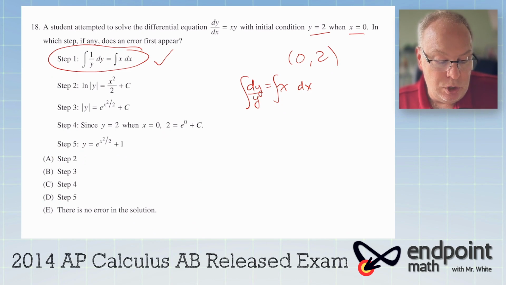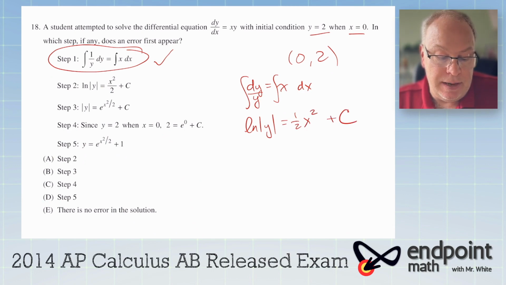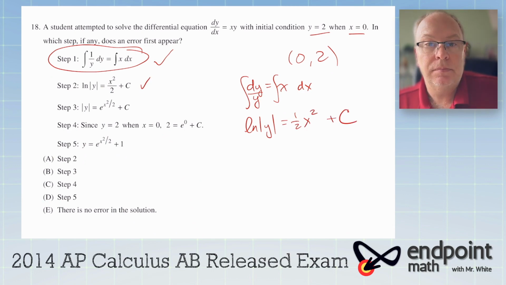Now, in step 2, what they've done is the antiderivative. So this would be ln absolute y equals 1/2 x squared plus c. So that all looks good. They did the power rule in reverse, and of course the antiderivative of 1 over y is ln y with the absolute value.